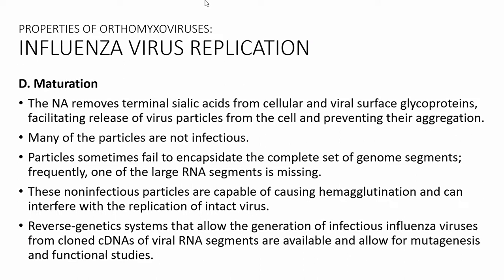Many of the particles are not infectious. Particles sometimes fail to encapsulate the complete set of genome segments. Frequently, one of the large RNA segments is missing. These non-infectious particles are capable of causing hemagglutination and can interfere with the replication of the intact virus. Reverse genetic systems that allow the generation of infectious influenza virus from cloned cDNAs of viral RNA segments are available and allow for mutagenesis and functional studies.